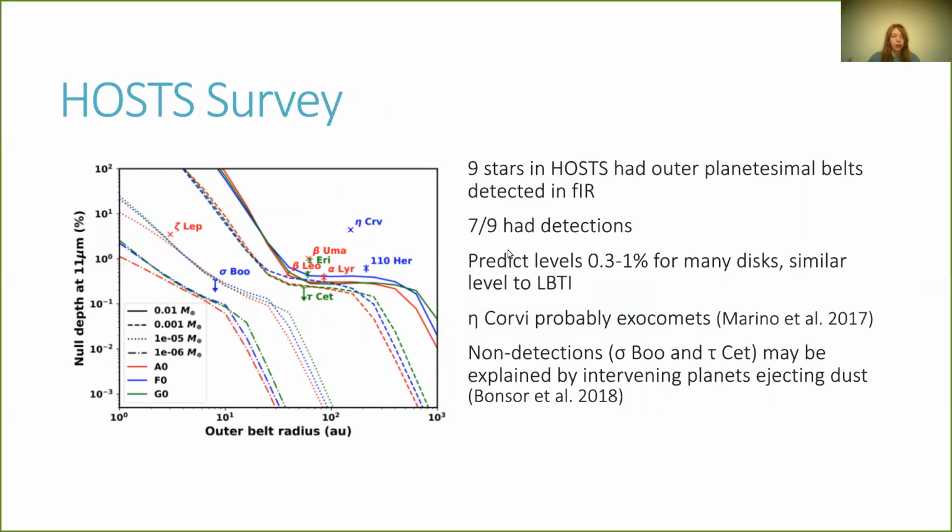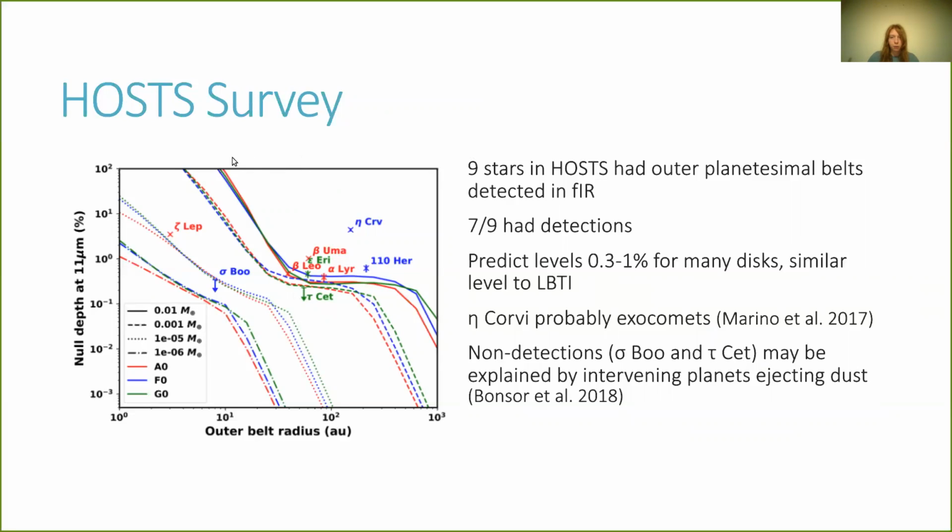So here I've shown predictions from our model for the mid-infrared excess as a function of the belt radius from the star. And I've shown 4 different dust masses and 3 different spectral types. Although, as you can see, there is very little dependence on the spectral type. And I've also shown on here the 9 stars from the HOSTS survey which have known planetesimal belts. 2 of these are upper limits because they had non-detections.